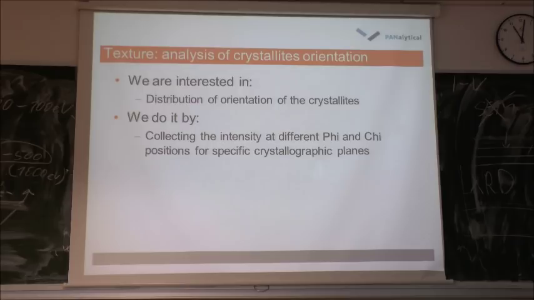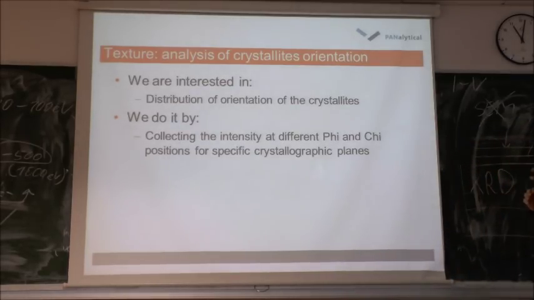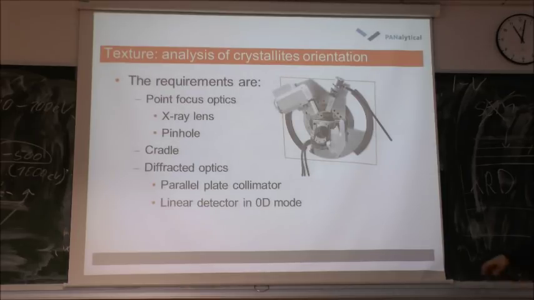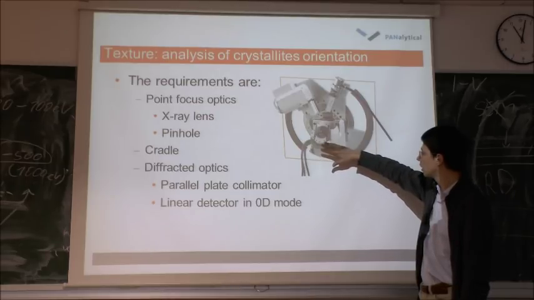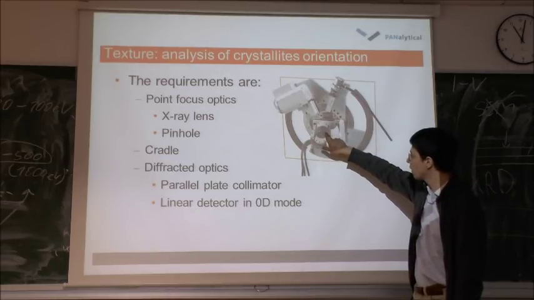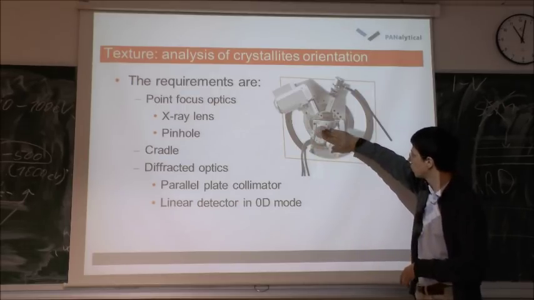So what we determine is the distribution of orientation in the material. And how can we do it? By changing phi and chi values at a specific 2 theta omega value. We put a sample into the diffraction condition, and then we change phi and chi a little bit. This is a diffraction condition for one crystal plane, and around this value we rotate the cradle for 360 degrees, and we change chi a little bit.